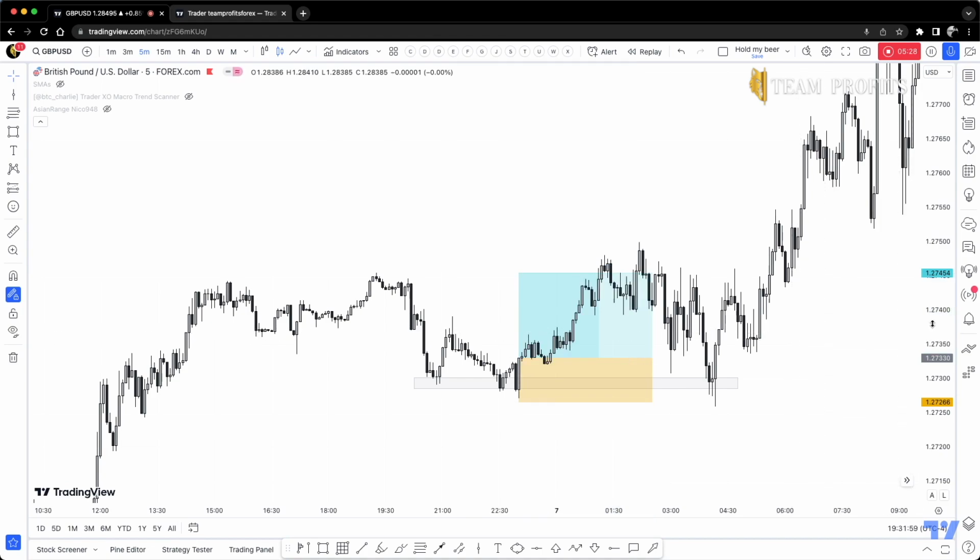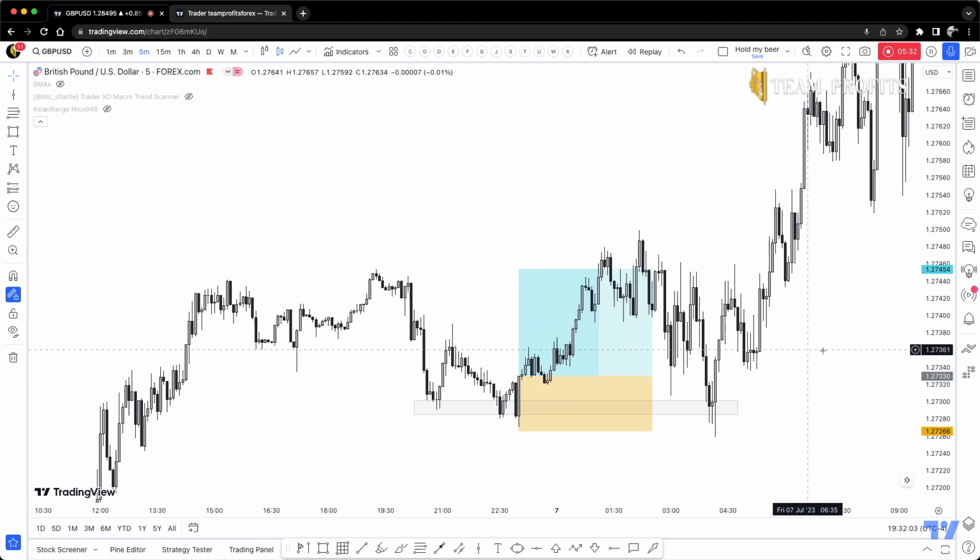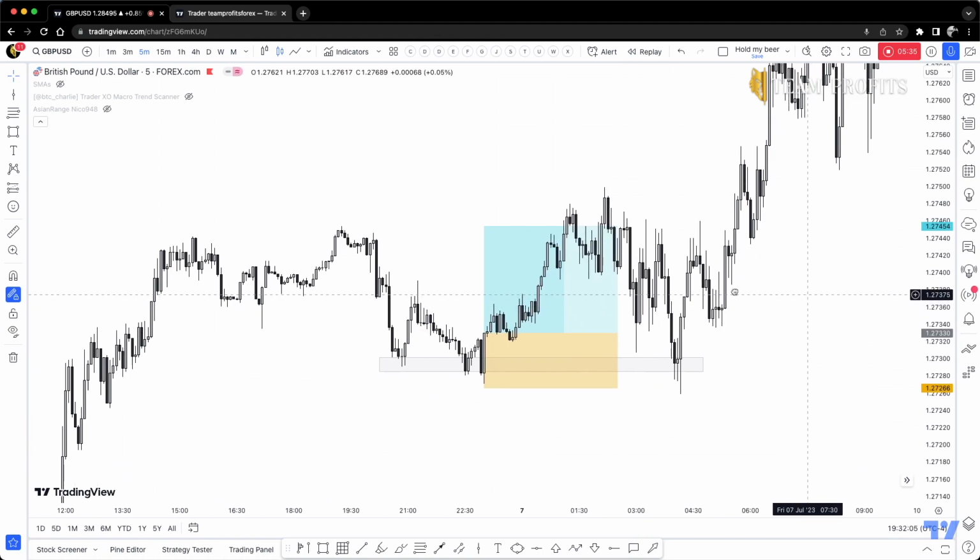You're scalping. This is a 5 minute time frame. This would have been just barely 1 to 2 risk reward. That's what you're looking for.